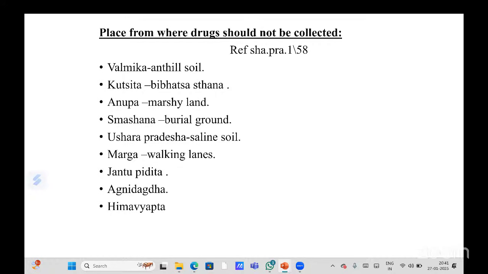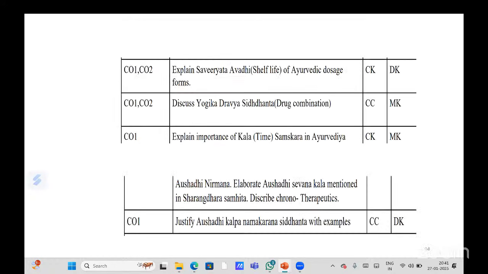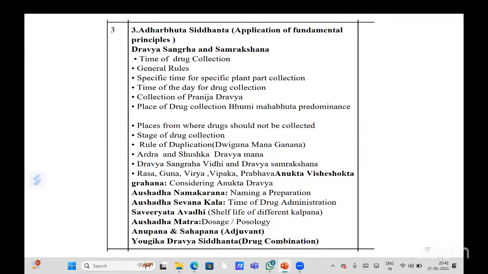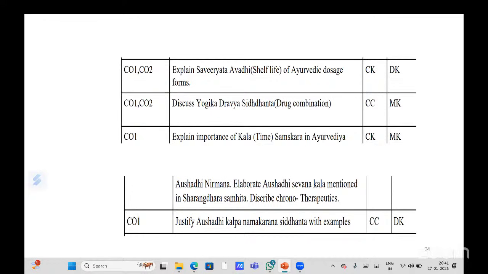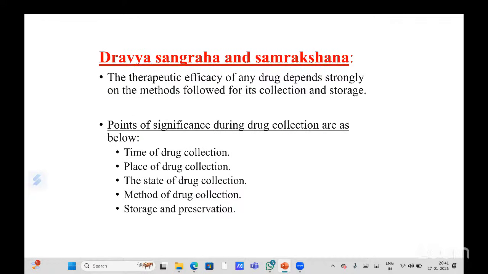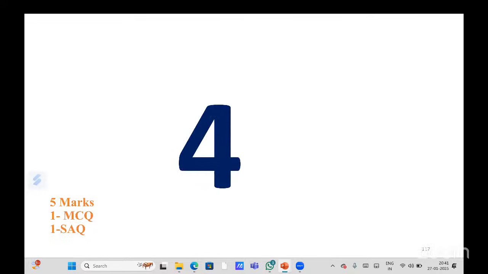and Dravya Samrakshana. Here again I will go through the syllabus point first. Dravya Sangrahana and Samrakshana, they may ask as a short answer for 5 marks. Again they may ask Aushadhi Sevana Kala and Savirata Avaradi together, or Matra. Here two topics are desired to know: Savirata Avaradi and Aushadha Namakarana Siddhanta. Combined, they form the fourth syllabus point, which carries a total of 5 marks. In this we have one MCQ and one SAQ.